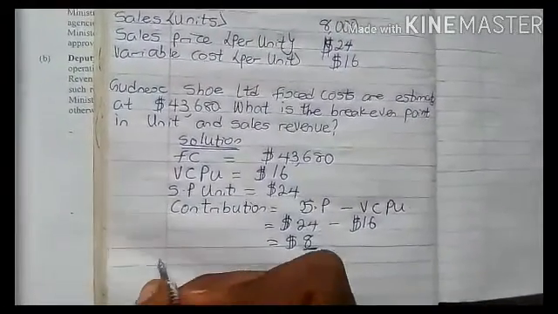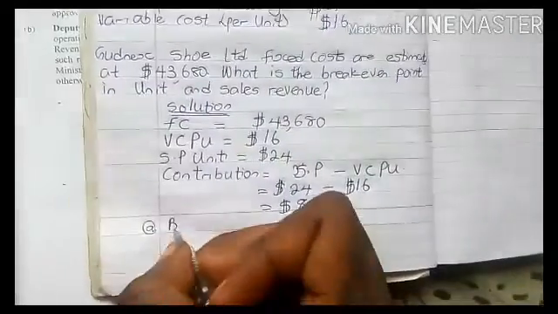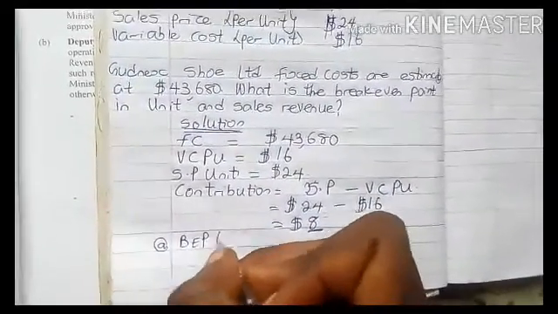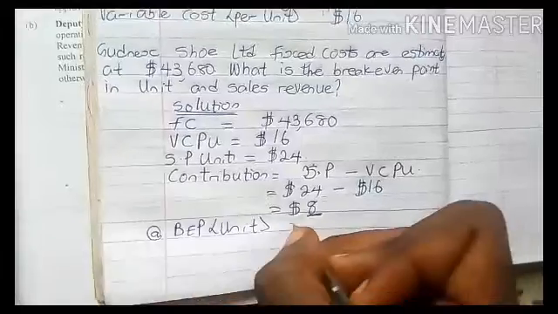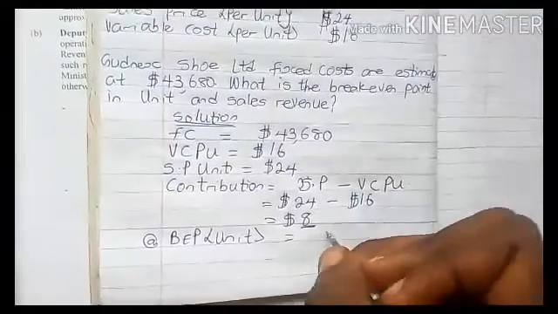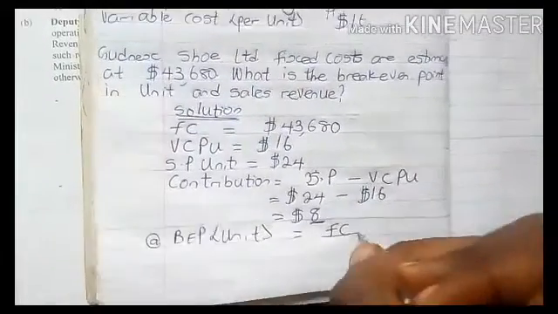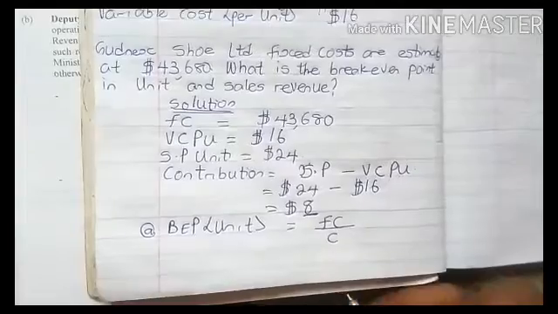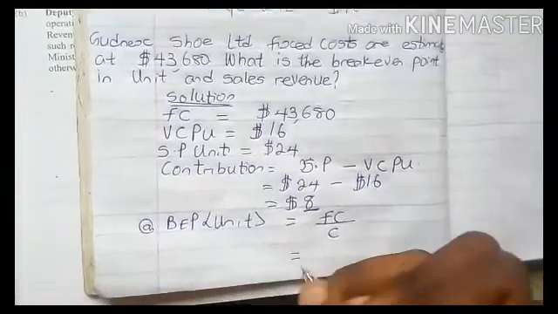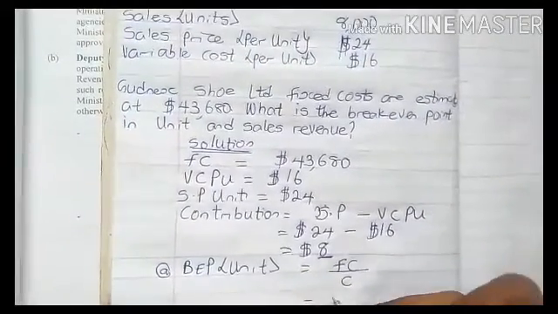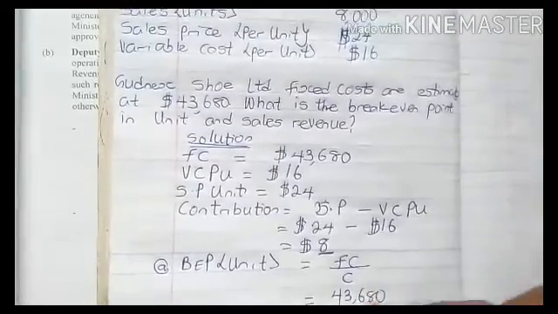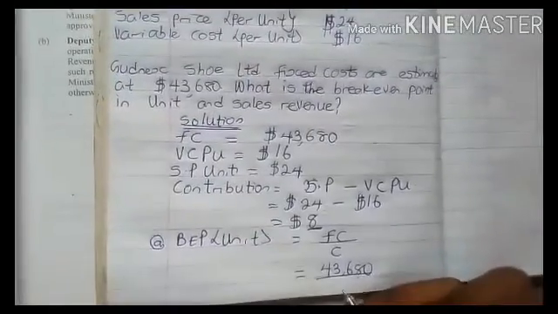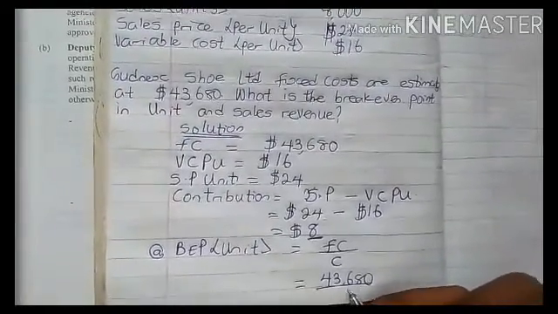Now we know our contribution to be $8. So let's start with the first question, A, BEP in what? In units. The formula is fixed cost divided by contribution per unit. So the fixed cost is $43,680 divided by contribution per unit, which is $8.